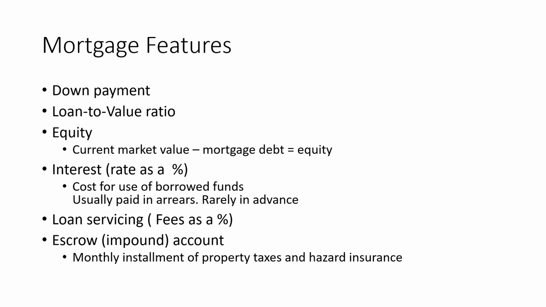The mortgage features also include a down payment amount and the loan to value ratio that the mortgage is covering. Equity is the current market value minus your mortgage debt. This gives you your equity in the building or in the property. The definition of interest is the amount that you pay as a percentage per year on borrowed funds. And usually we pay mortgage interest in arrears. We pay interest on the money that we have already borrowed.